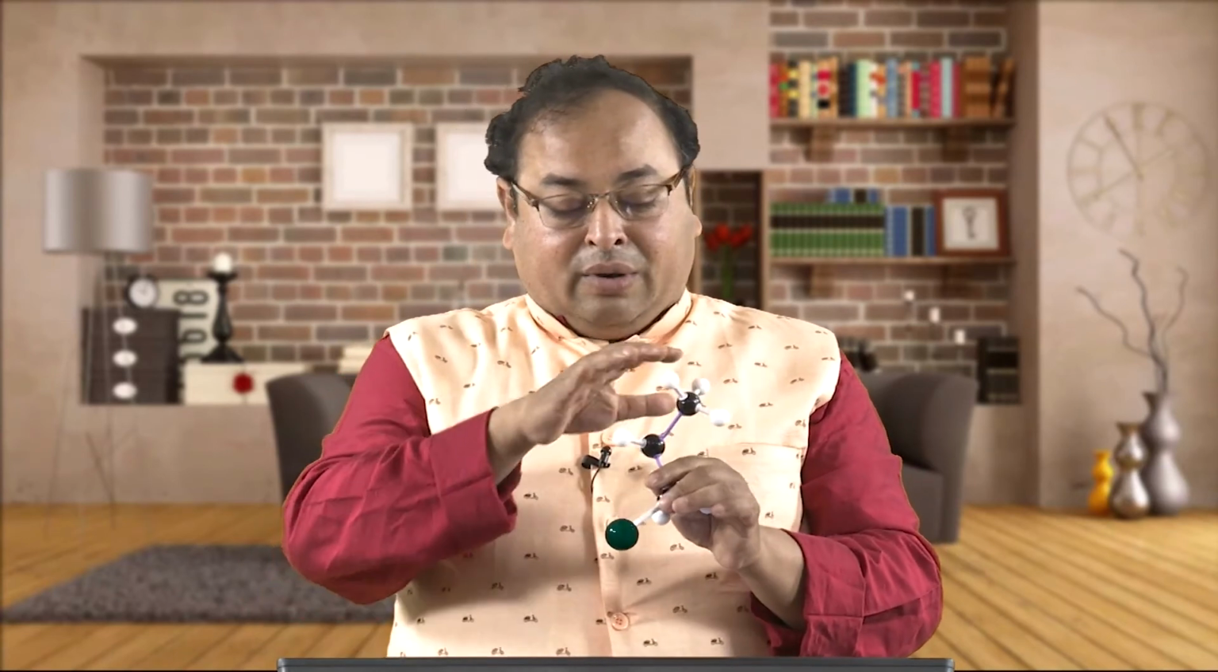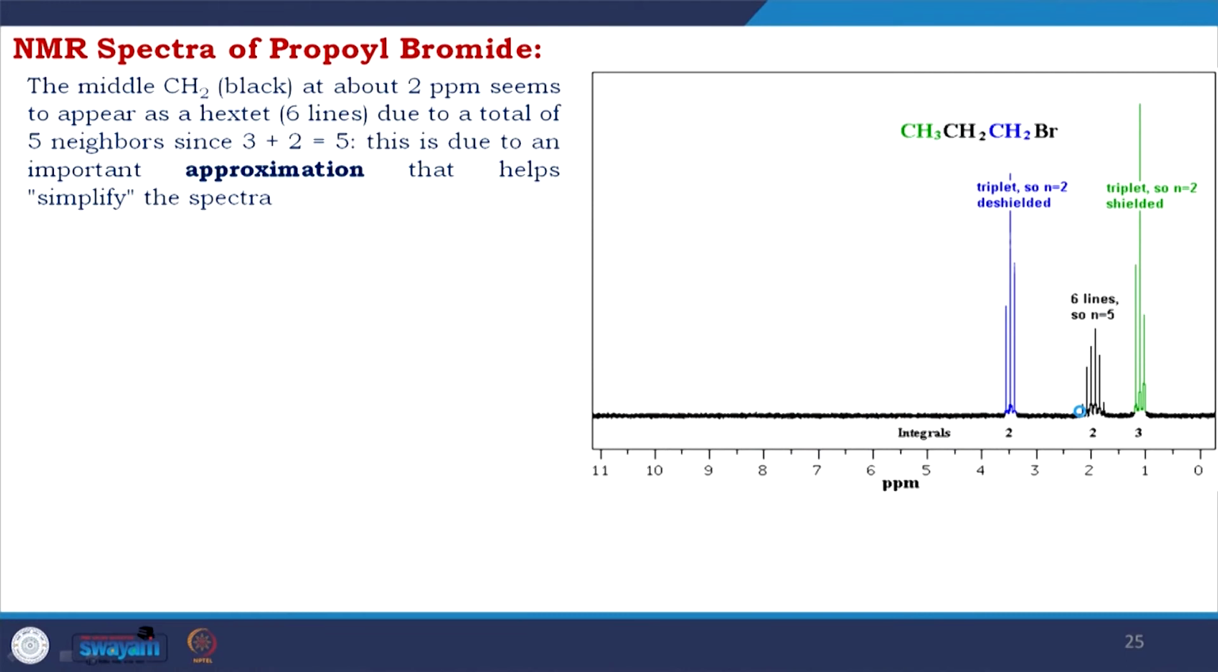So, here the first one with bromine has one type of hydrogen, the second one in between has a second type of hydrogen, and the third type. So, 3 types and 3 signals in the spectra. The middle CH2 at about 2 ppm appears as a sextet, 6 lines, due to a total of 5 neighbors, 3 plus 2, 5 neighbors.